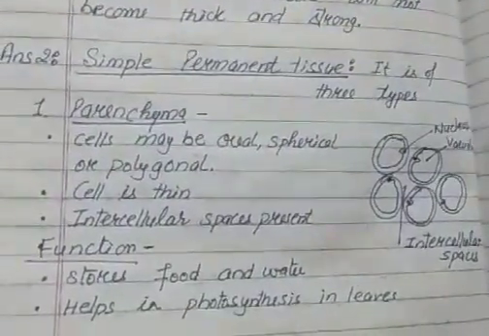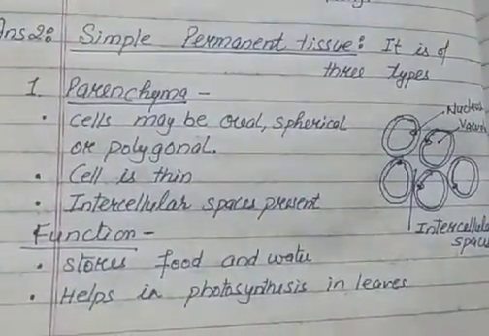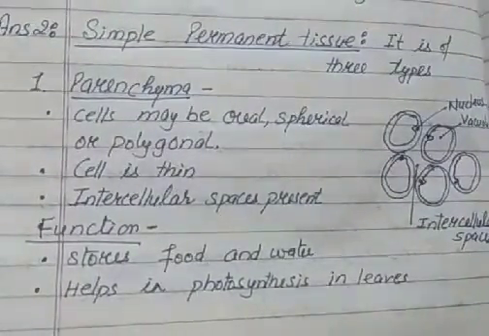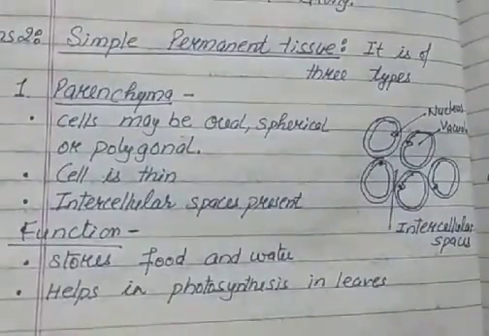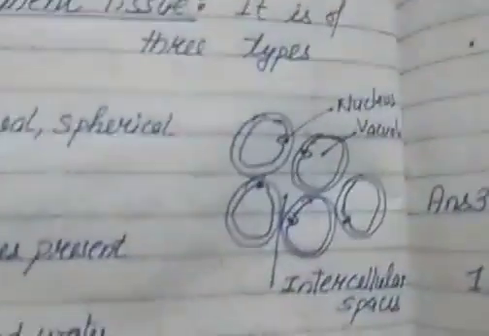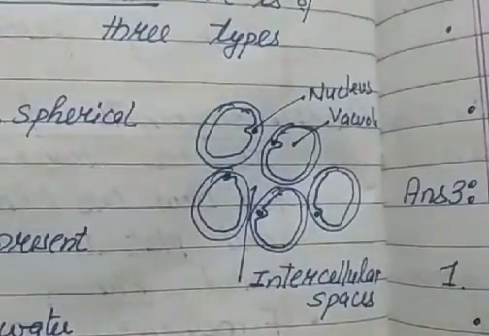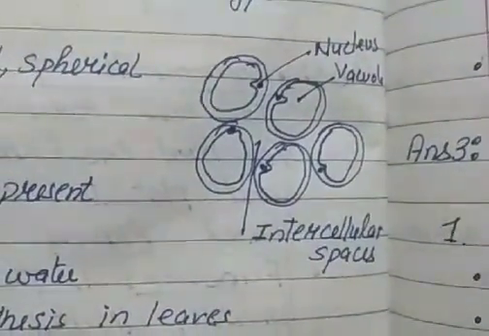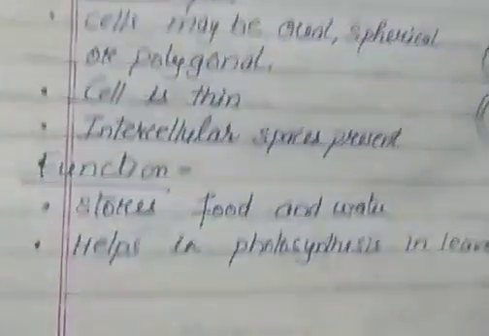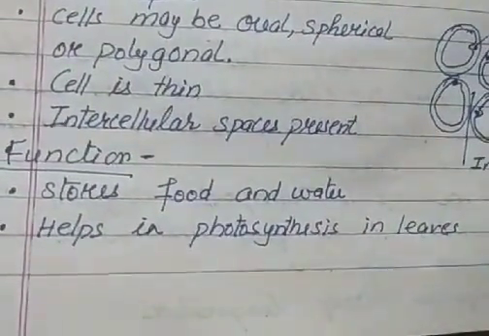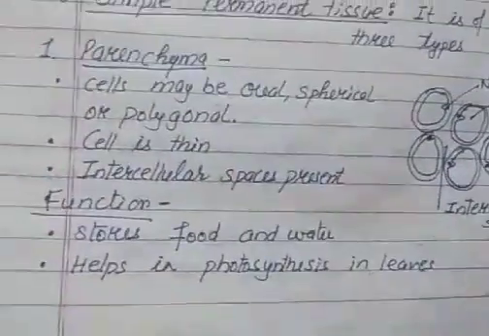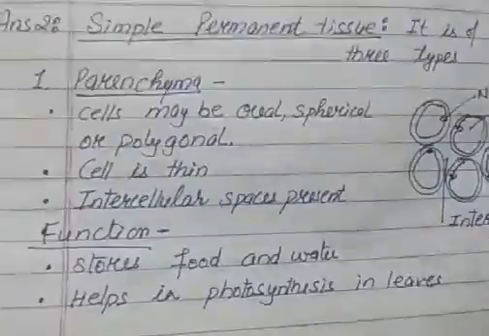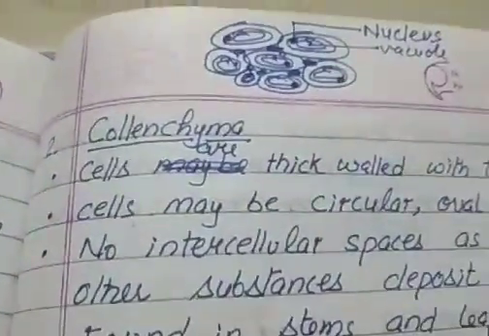So first of all, parenchyma. Cells may be oval or spherical or polygonal in shape. Cells are thin, intercellular spaces are present. As you see in the diagram, I have shown you nucleus, vacuole and intercellular spaces. Now function of parenchyma: stores food and water, helps in photosynthesis in leaves. So you write in the same fashion as I am writing, putting proper headings. Second is collenchyma.